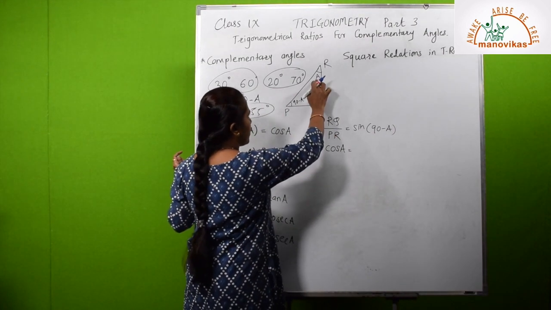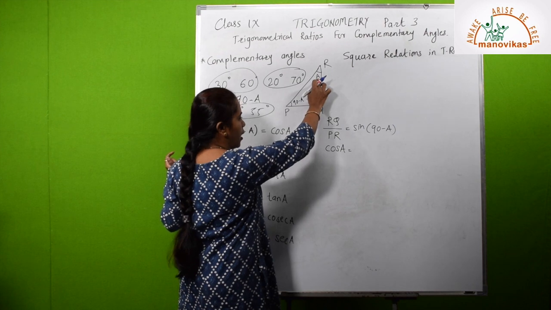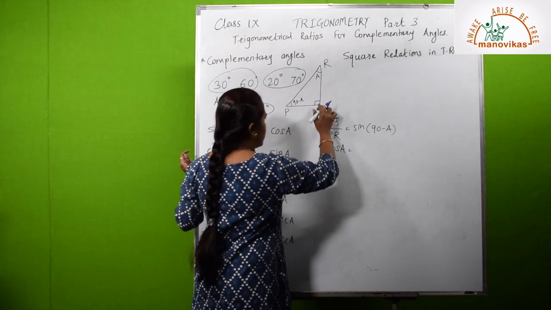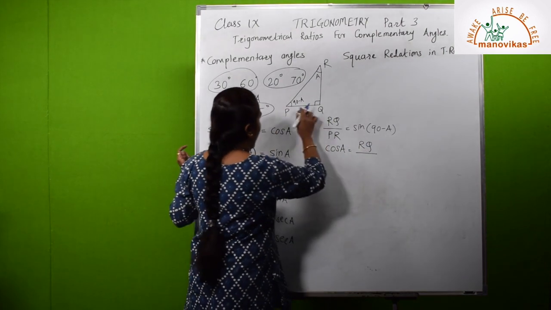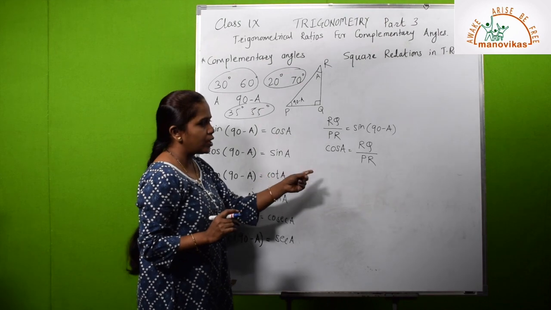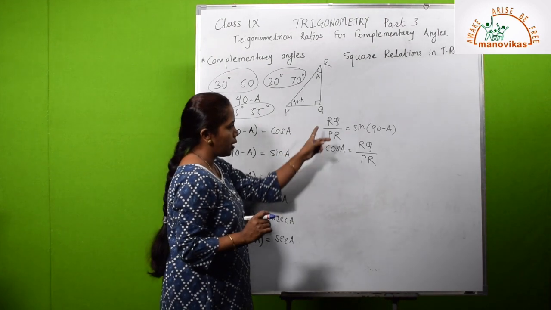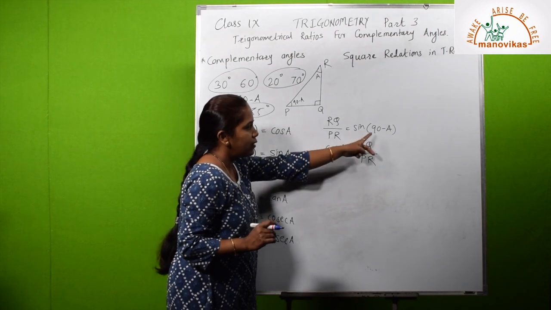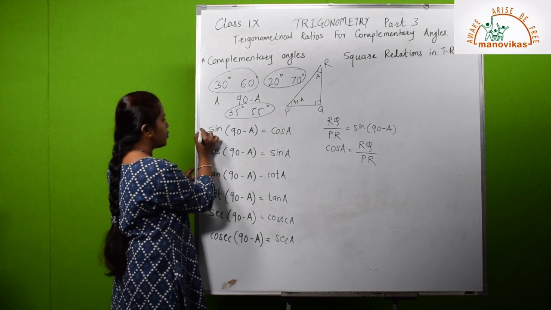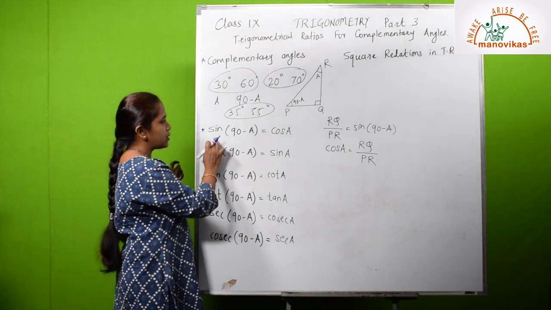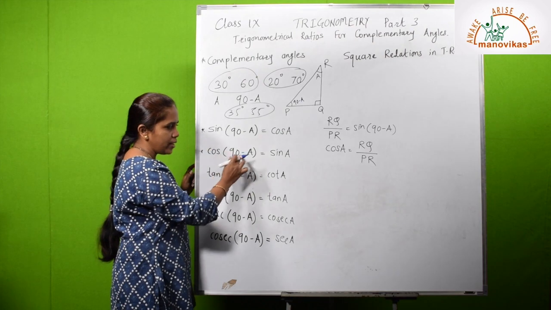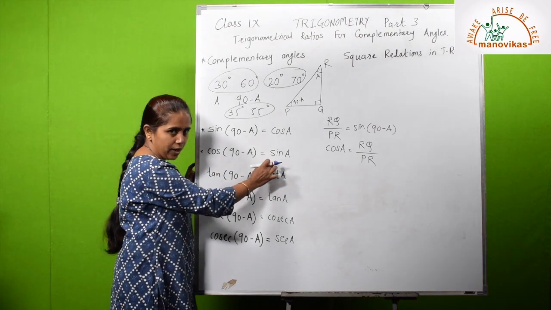Now what will be the cos A value? A is here, that is angle R. Cos A is nothing but the adjacent side upon hypotenuse. So adjacent side is RQ and hypotenuse is PR. So cos A value is also RQ upon PR. If you compare these two, we can say that sine 90 minus A is equal to cos A. So you got the first relation for the complementary angle, that is sine 90 minus A, we can write as cos A. Similarly, cos 90 minus A, we can write as sin A.